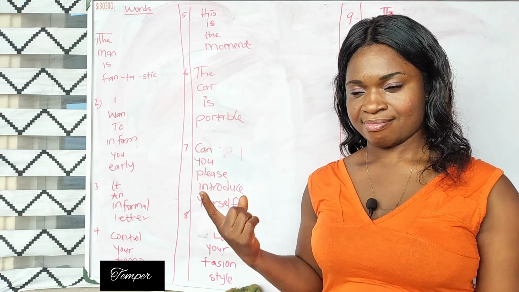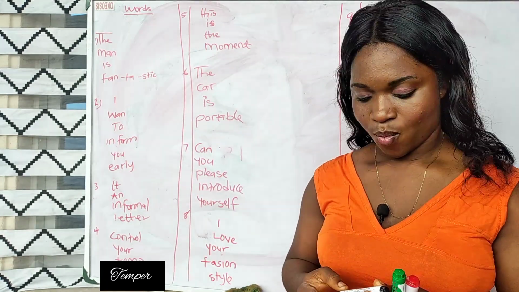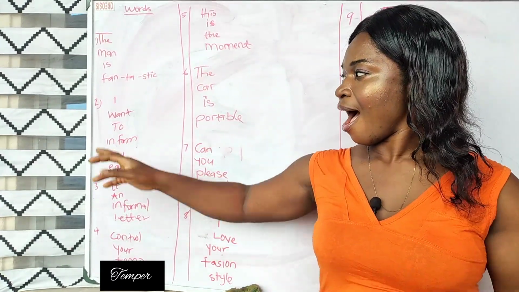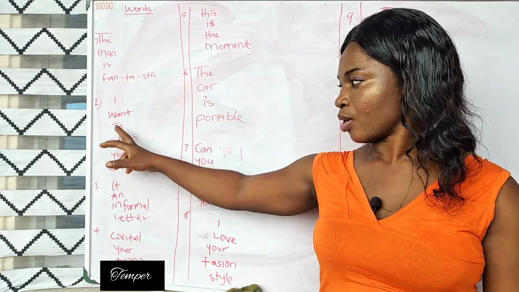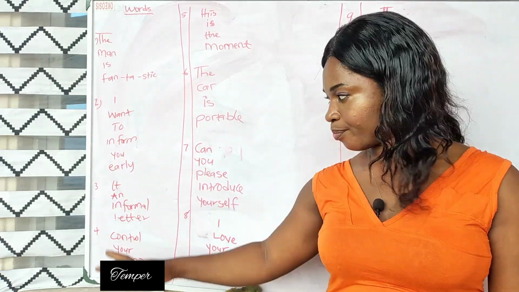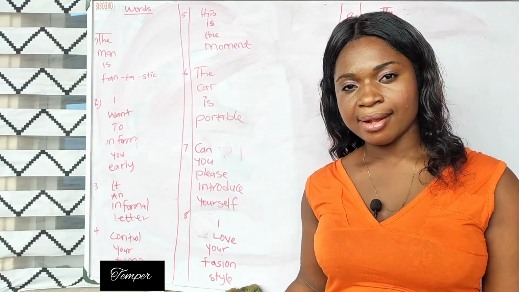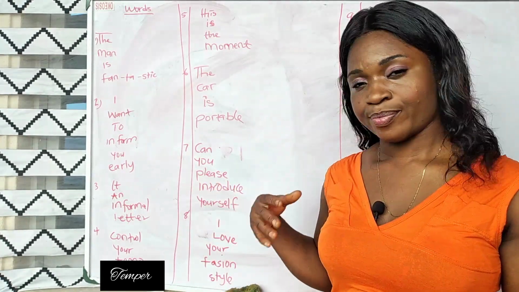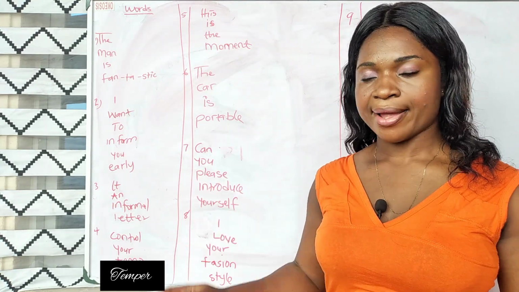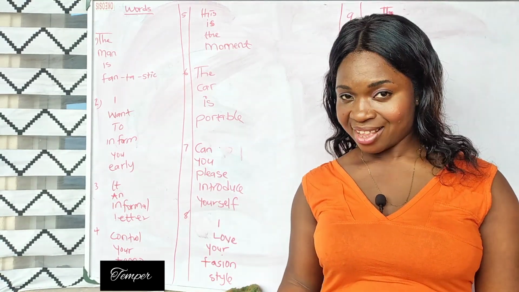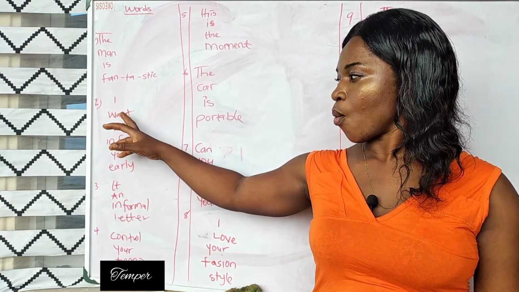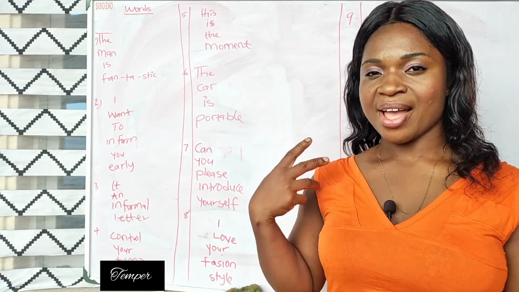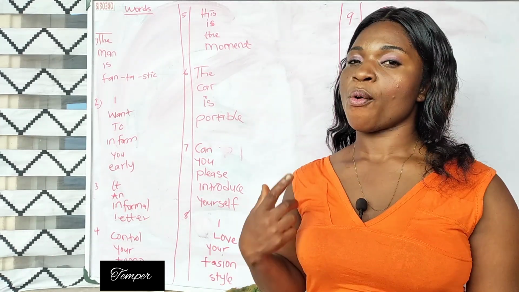Okay, so let's go to number 2. I want, it's supposed to be to here. I want to inform you. Ellie is a word. You, inform, to, want, I. So I can read it as a sentence this way: I want to inform you, Ellie. Like, I want to inform you on time.